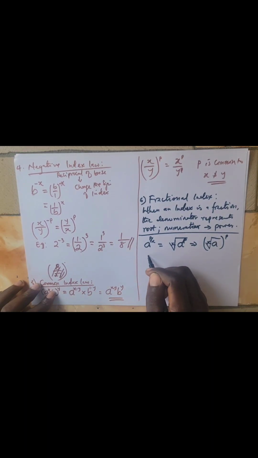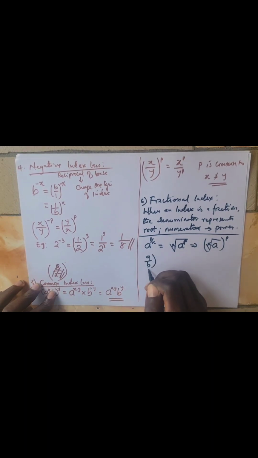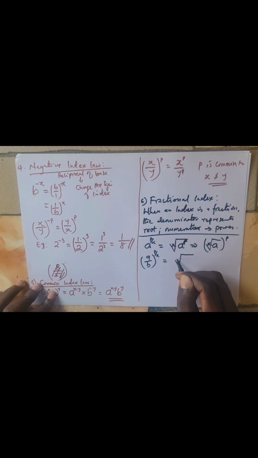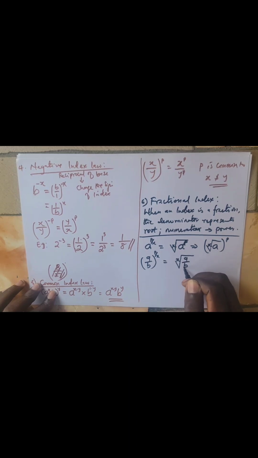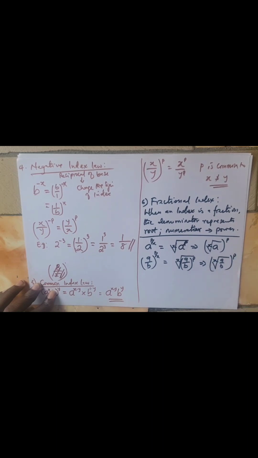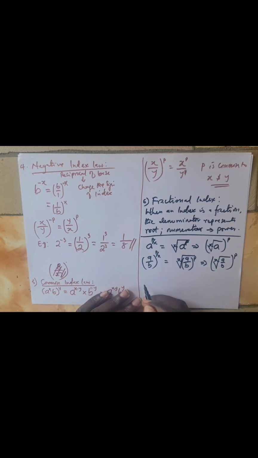So we get another one, a over b raised to power p over x is equal to x root of a over b, all raised to power p, or x root of a over b, everything raised to power p. Okay, so we'll now take an example.